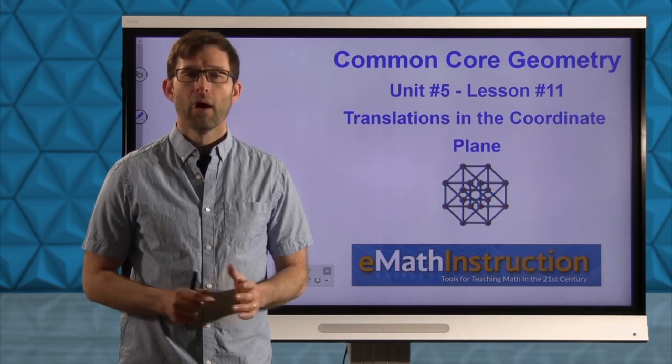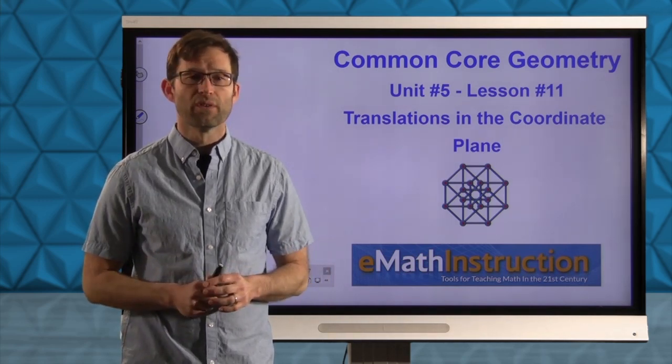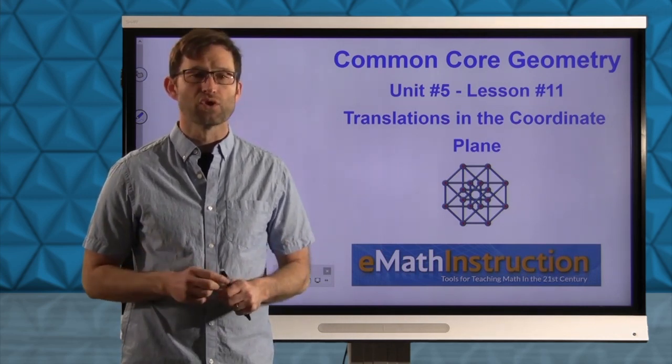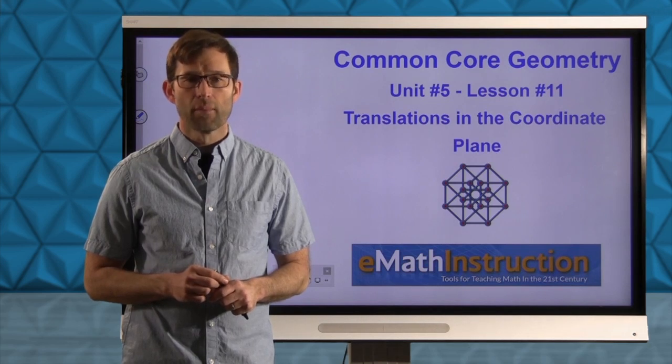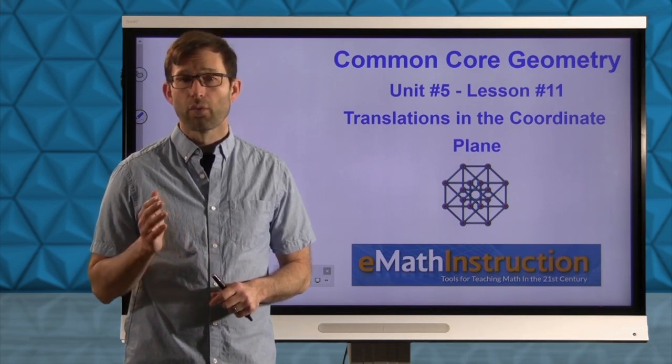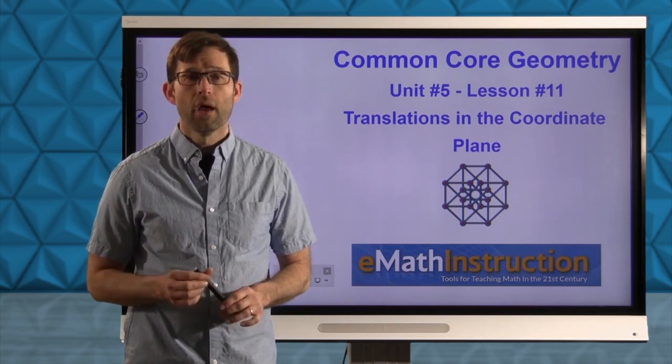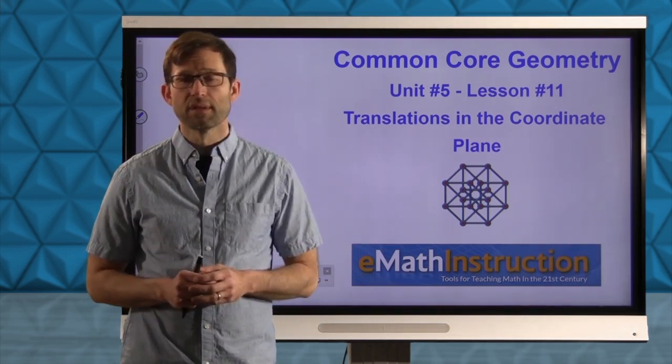Today we'll be doing unit number 5, lesson number 11 on translations in the coordinate plane. For the last couple lessons, we've been revisiting the transformations, specifically rigid body motions, that we saw back in unit number 2. So far we've looked at rotations and reflections in the coordinate plane, both of which are going to pop their heads up in today's lesson.